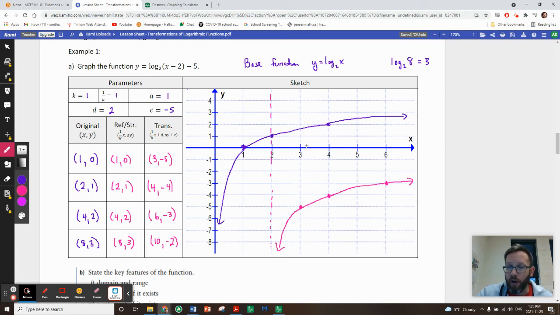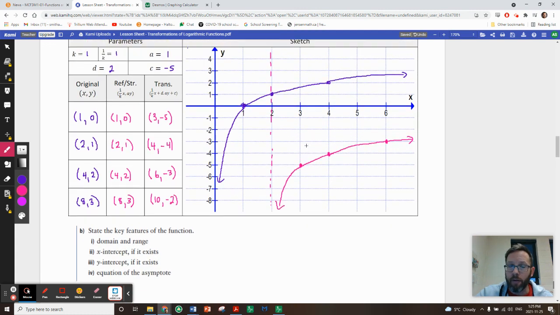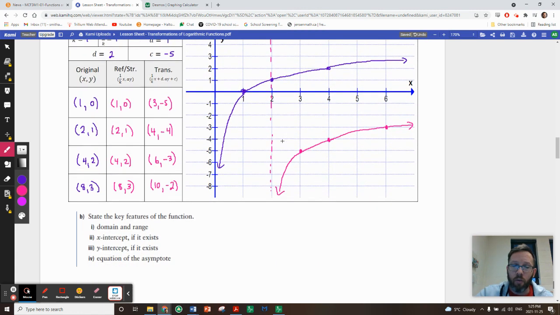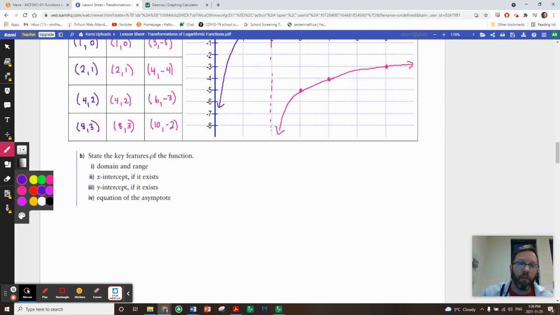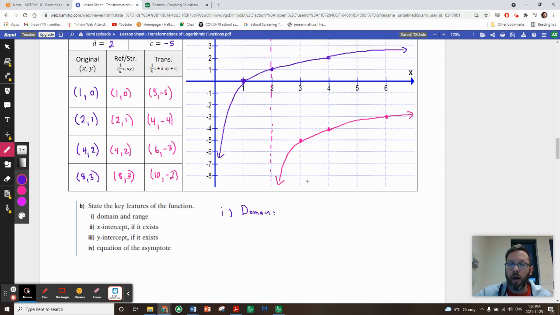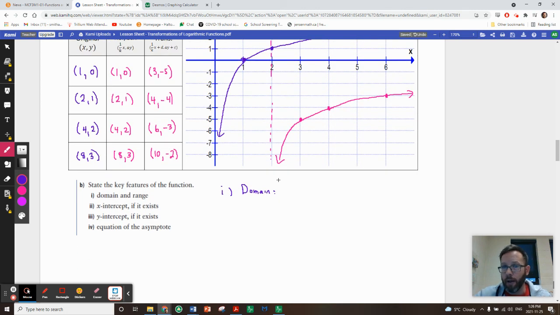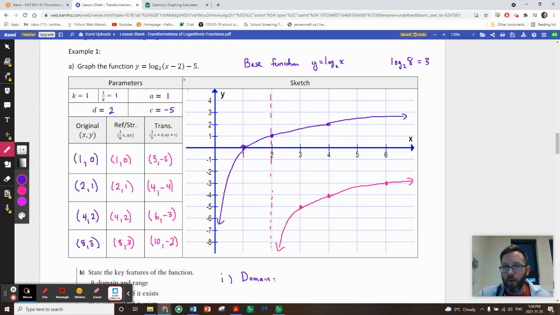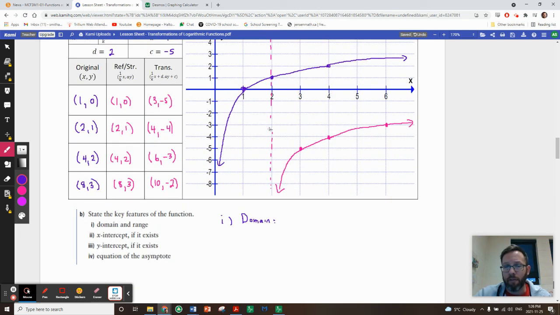Now we're also going to take a deeper dive and look at some other properties of this function. So now that we've sketched it, we can talk about the domain and range. Let's do that first. For the domain, we can see our vertical asymptote moved to x equals 2, and the logarithm is only defined for positive values. You can't do the log of 0 or the log of a negative. So x minus 2 has to be bigger than 0, so x has to be bigger than 2. And we can see that easily now from the graph.